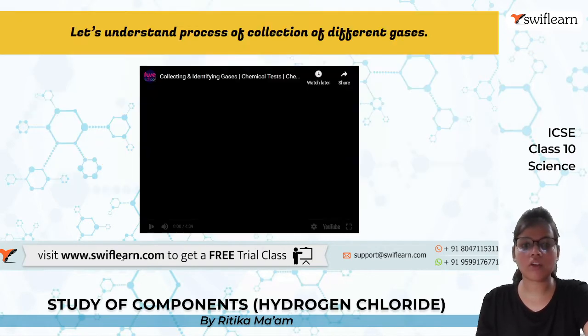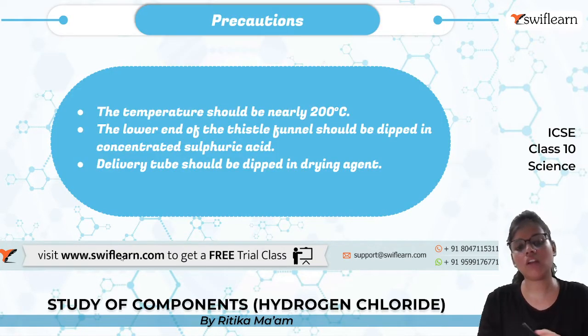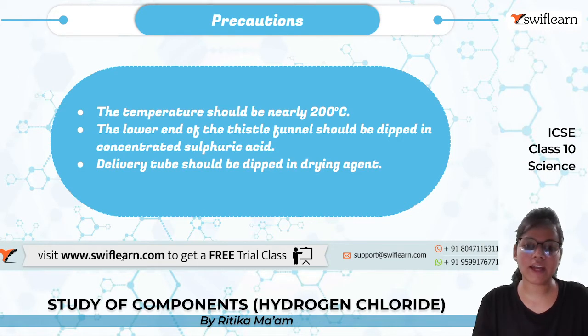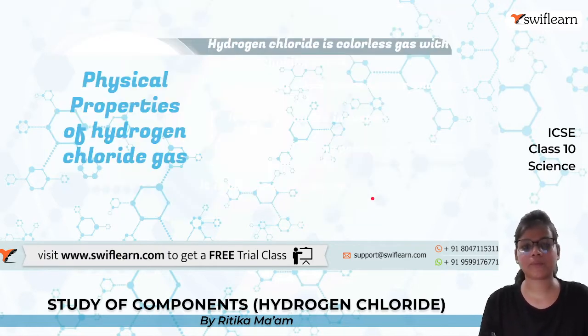So what are the precautions that we should be taking? First of all, in that reaction, the temperature should be around 200 degrees Celsius. And next, the lower end of the thistle funnel should be dipped in concentrated sulfuric acid, and the delivery tube should be dipped in a drying agent.